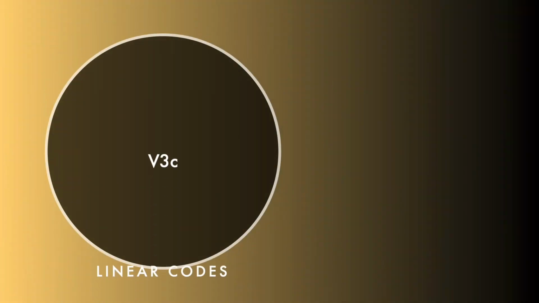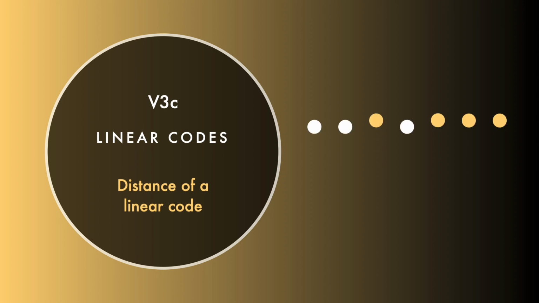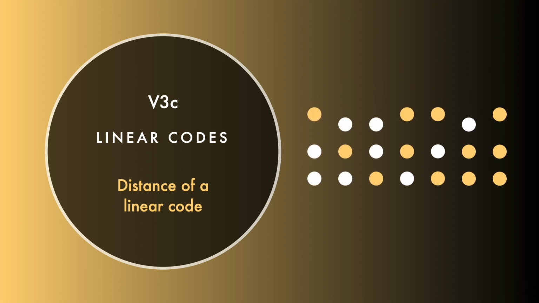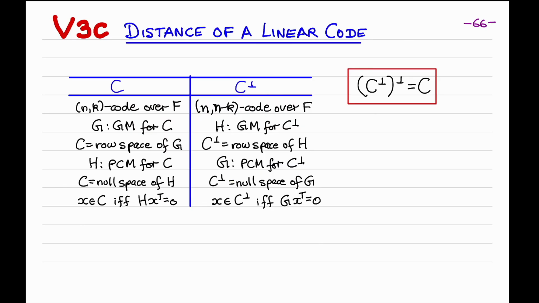In today's lecture, we'll see that the PCM for a code C tells us a lot about the distance of the code itself. I'll summarize what we've learned about linear codes, in particular the nice relationship between a linear code and its dual code.